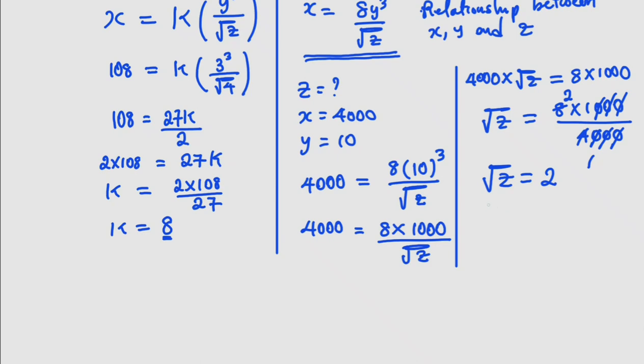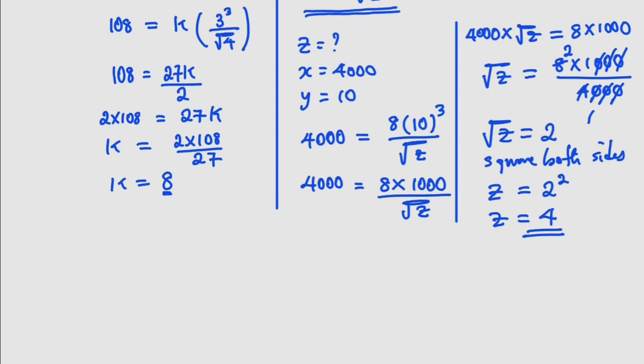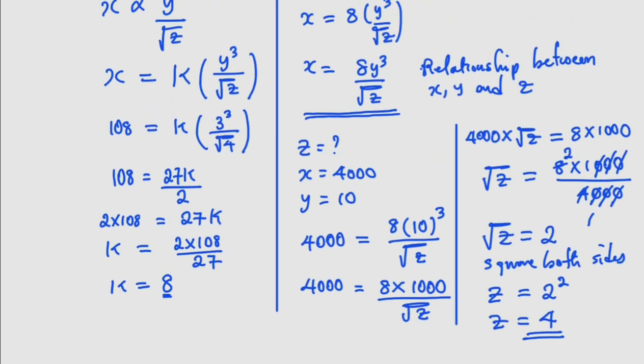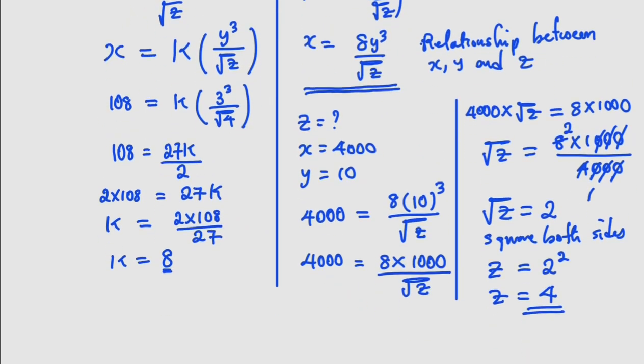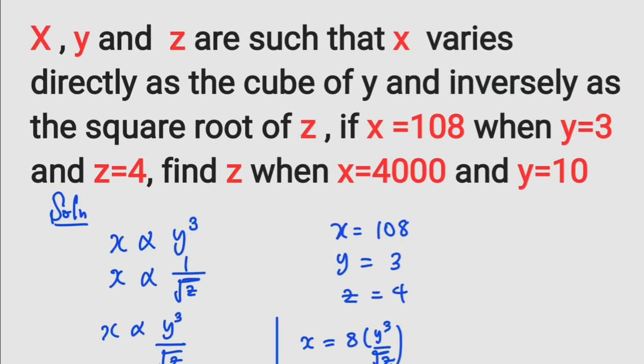Therefore we square both sides. This we do because we want to get z, just z. Squaring both sides, z equals 2 squared, so z equals 4. That is the answer, that is the value for z in the question. So it is actually very simple. I think you just go over it and you're going to get it perfectly well.